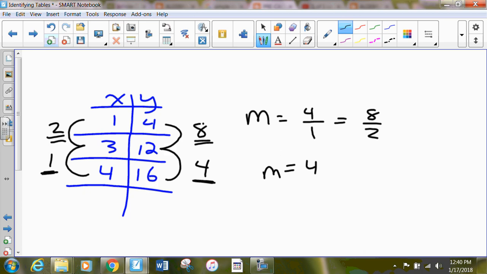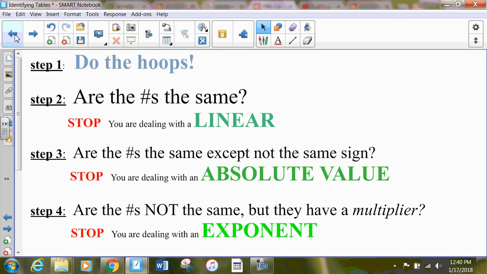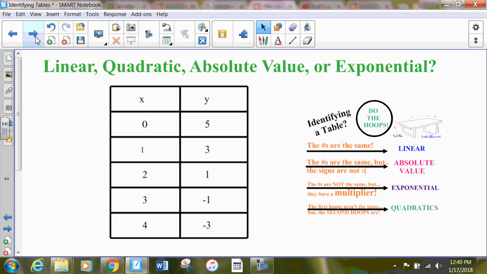So remember doing the hoops to find the slope? Well, we're going to do the hoops this time, but not to find the slope. We're going to do the hoops to recognize a pattern that is hidden within our output. So let's go back to our steps. Step 1 says do the hoops, which means when I look at our first example on our paper, we need to do the hoops, but we are not going to do the hoops to the input part of our table. We're just going to do the hoops to the output part of our table. I'll tell you why in a second.